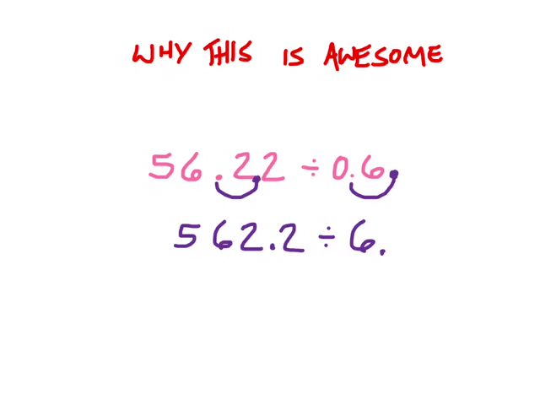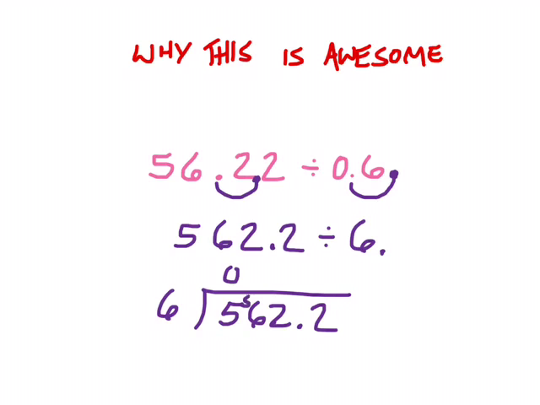And we know that we're going to get the same answer because we've moved the decimals the same amount in both the dividend and the divisor. So I can just go ahead and solve this. 6 going into 562 and 2 tenths will get me the same answer as the problem I was originally trying to solve. So 6 doesn't go into 5. 6 goes into 56 9 times, which is 54, so there's 2 left over. 6 goes into 22 3 times, which is 18, so there's 4 left over. 6 goes into 42 7 times, and I just bring my decimal up like I always have, and I'm done.